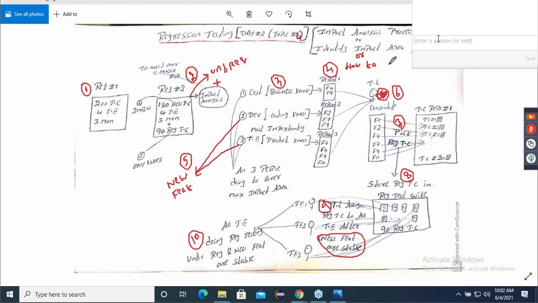So you have written regression testing, day 2, topic number 4, and write the topic as impact analysis process, or identifying impact area, or how to pick the regression cases, or how to pick the regression test cases. Heading is written: how to pick the regression cases.